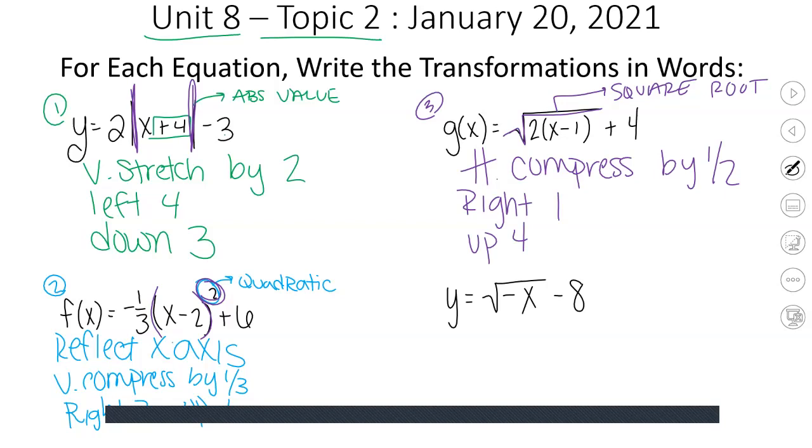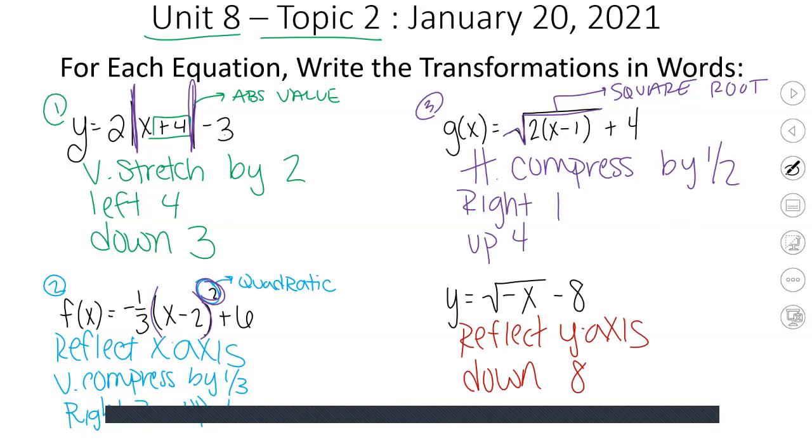So let's do the last one. Square root of negative x minus 8. So is this negative inside or outside? Inside. So what does it mean it's going to do? Reflects the y-axis. Very good. Minus 8, is that inside or outside? Outside, so it is doing what? Down 8.